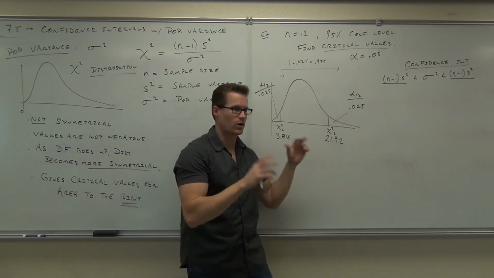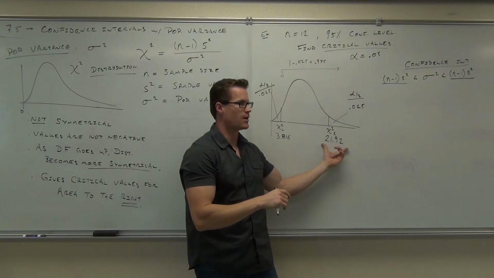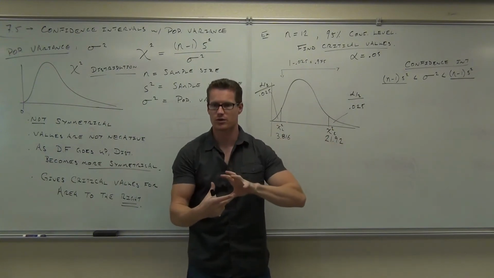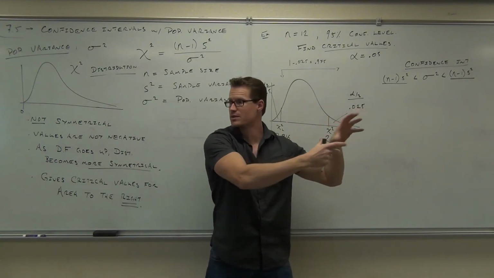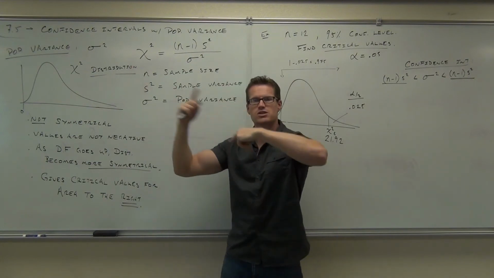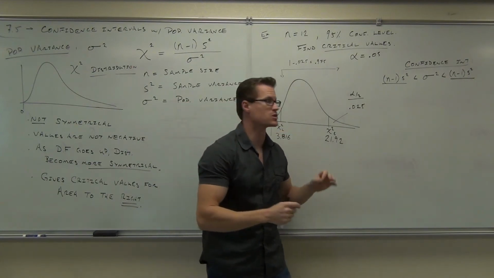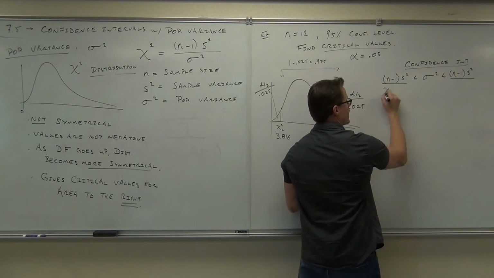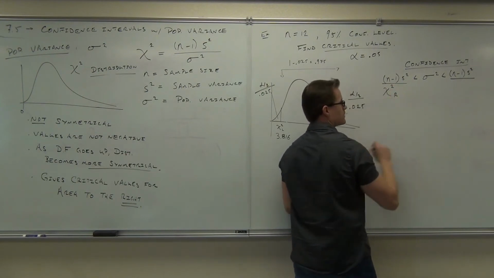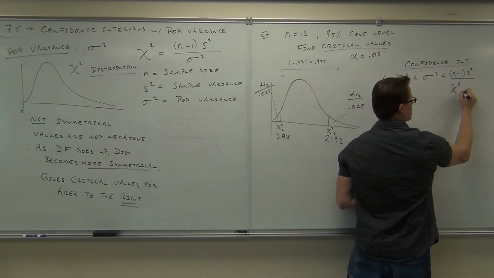Why am I pointing to the wrong ones, you're thinking? Well, that's a bigger number, right? If I divide by a bigger number, it makes things smaller. Divide by a smaller number, it's bigger. So that's going to give us my two ranges. So interchange those two things, you get an estimate for the population variance. So right here, it's chi-squared right, and here it's chi-squared left.